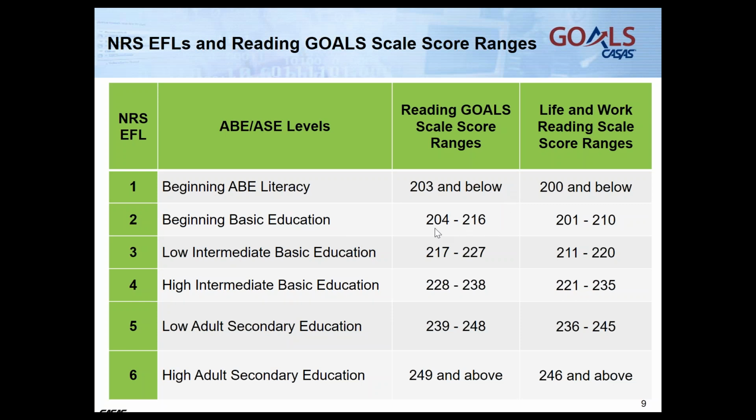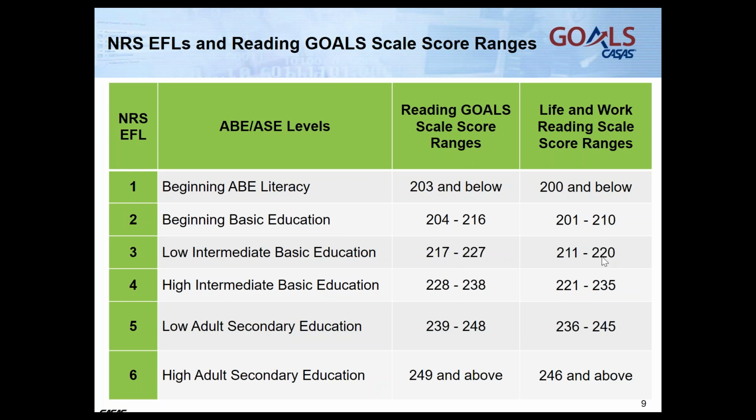So you can see how beginning basic ed starts at 204 instead of 201 and goes up to 216 instead of 210. That's a pretty significant jump up to 216. In order to get into low intermediate, and this is where the biggest change really is, right here in the middle, instead of 211, you have to be at 217.